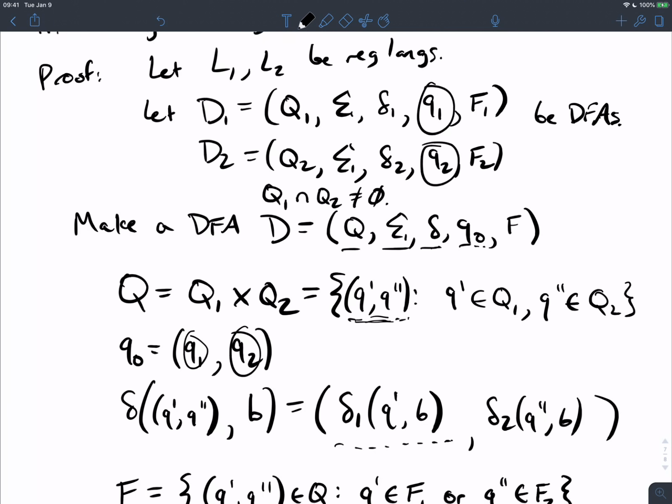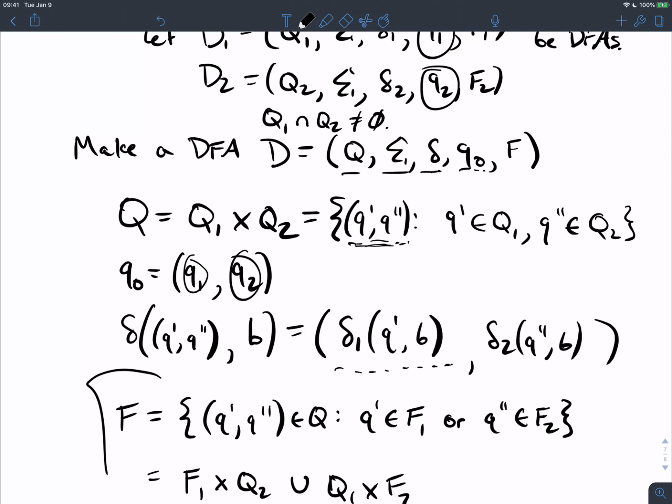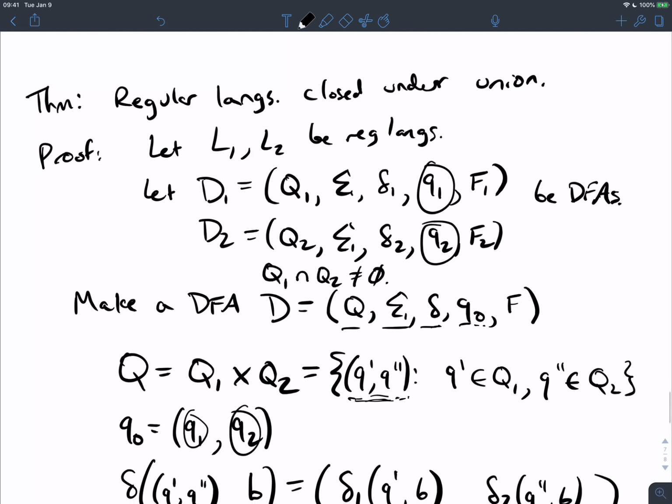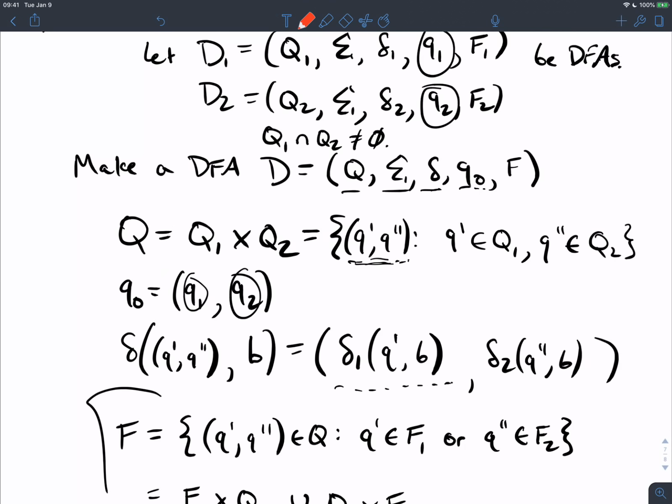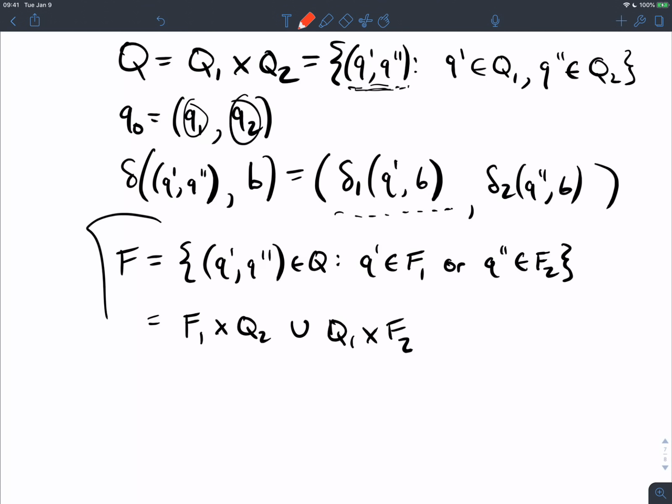This entire construction, ignore F for a second. The other four parts, did that have anything to do with union? No, it only had to do with the final states at the end. So let me ask you a question. What if I change this to intersection? What would I have to change about the machine that we just made? Oh, only F. So what would it be for intersection?